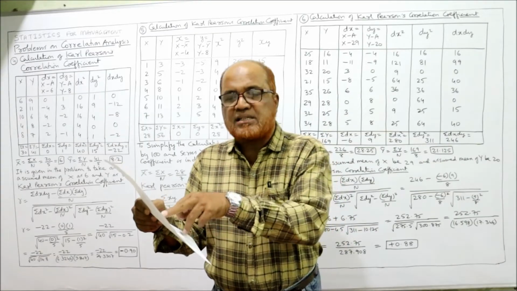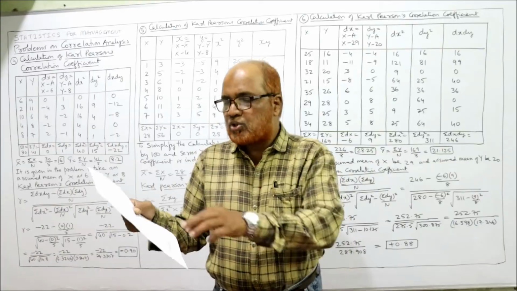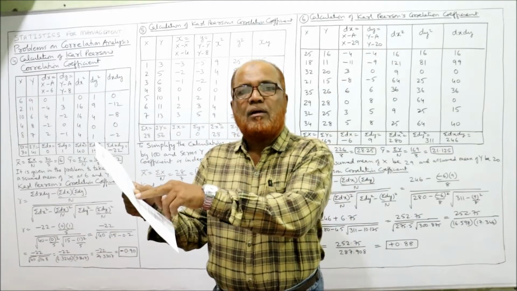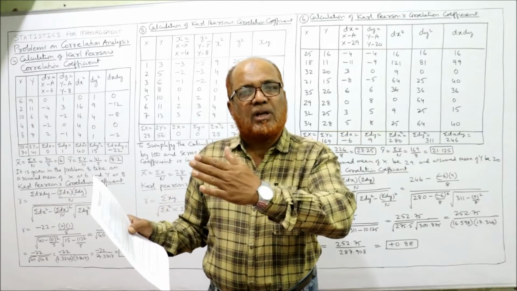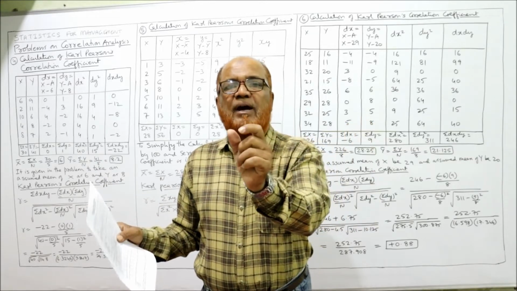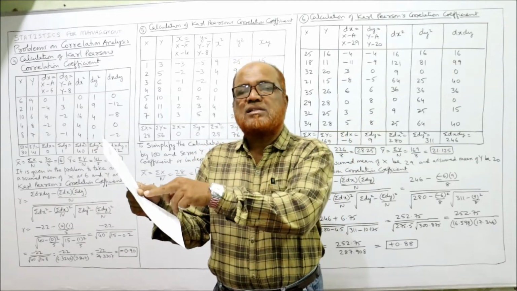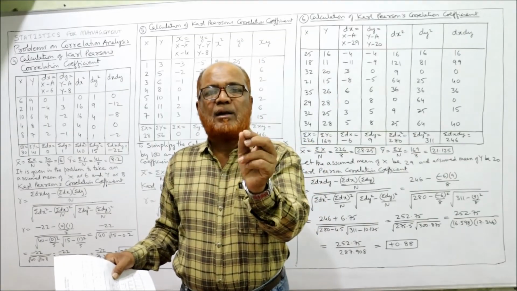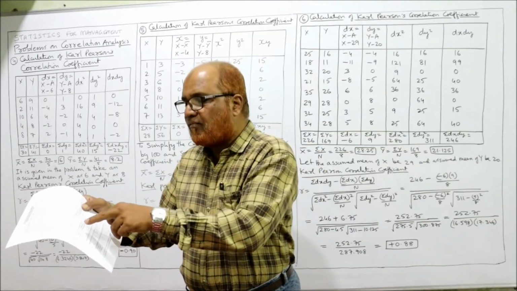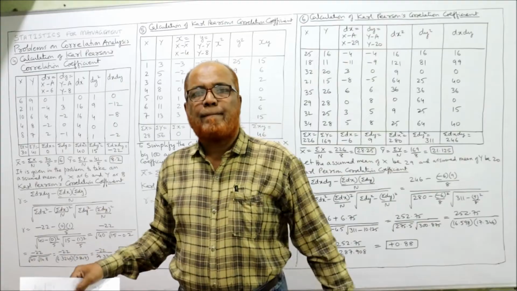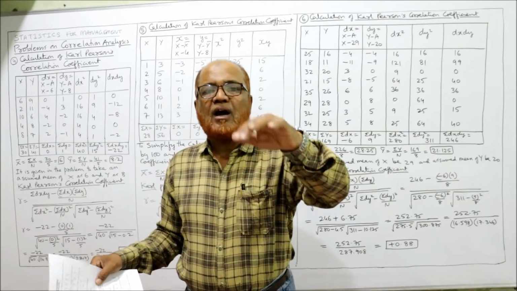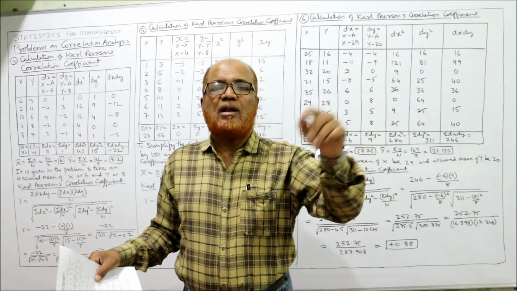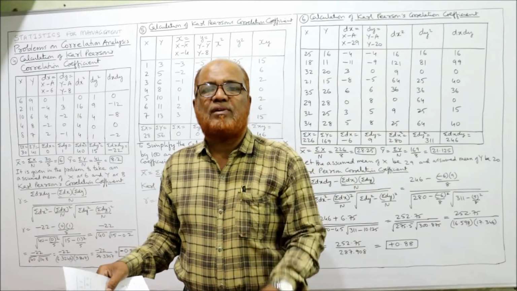divide all x values by 100 because two zeros are common in x series. So to remove two zeros, divide by 100. All the x values will be divided by 100. So you will get 1, 2, 3, 4, 5, 6, 7. We have simplified the values. Instead of taking 100, 200, 300, 400, now I am taking 1, 2, 3, 4, 5, 6, 7.